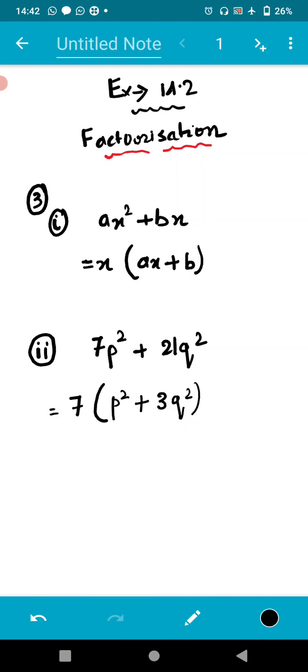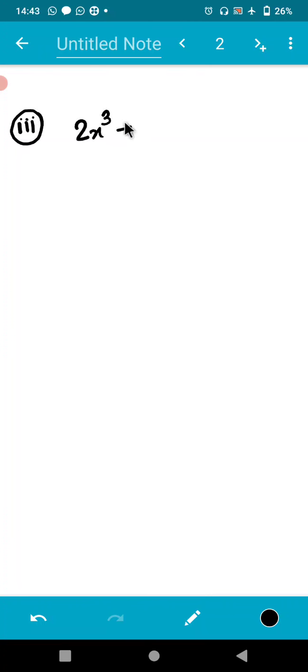Now let's move on to sum number 3. In sum number 3 we have 2x cube, then 2xy square, then 2xz square. Again we have to see if any term is common. 2 is common, so we'll take 2 as common, and x is also present in all the terms. The lowest power of x is x only, so we'll take 2x as common.